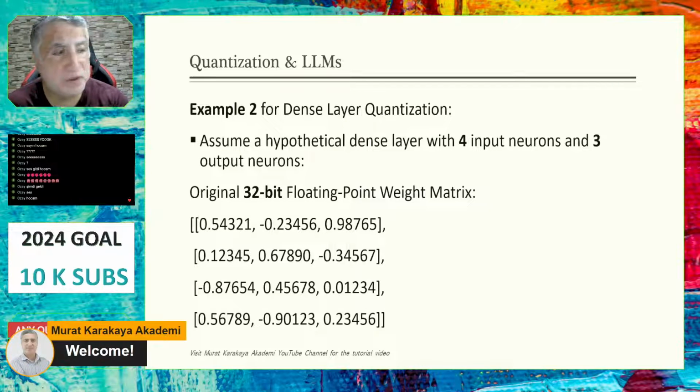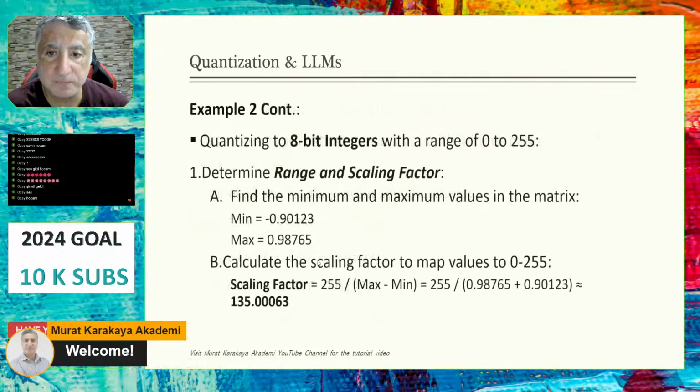Now let me continue with the third example. In that example, assume that our floating point weight matrix is like that. So there are 4 inputs and 3 outputs, a 4 by 3 tensor here, you see. If you would like to convert these numbers to 8-bit integers, it means between 0 and 255 integer numbers. So what we are going to do, step by step, we need to first determine the range and scaling factor.